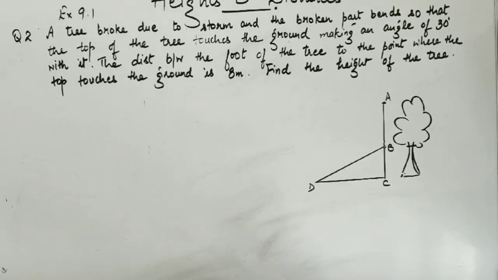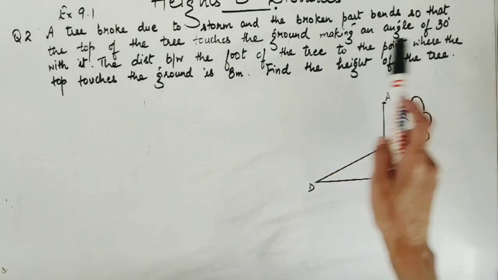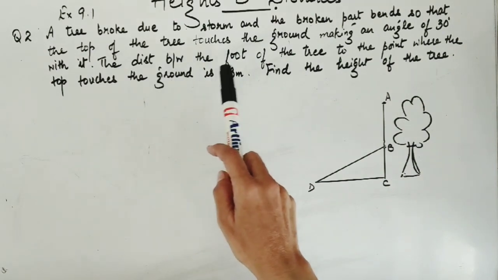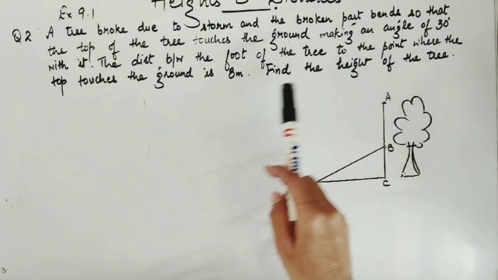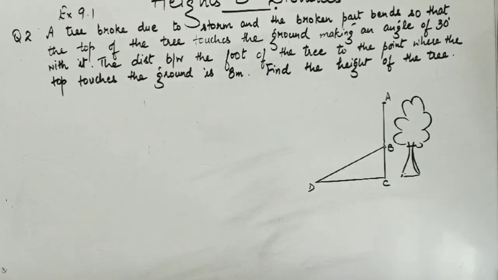Question number 2 from exercise 9.1, one of the most important questions, which says: a tree broke due to a storm and the broken part bends so that the top of the tree touches the ground, making an angle of 30 degrees with it. The distance between the foot of the tree and the point where the top touches the ground is 8 meters. Find the height of the tree.